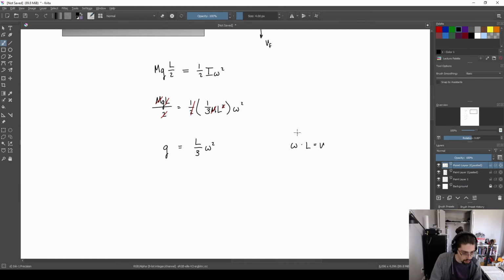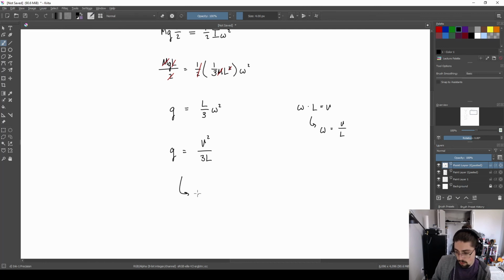So I've jumped the gun a little bit. I probably should have left that L squared there, but that's not a big deal. That is to say, omega is equal to V divided by L. So when we do that replacement, we get G is equal to, one of the L's is going to cancel out. I'm going to have V squared over 3L. V is equal to square root of 3GL. And there we have it.